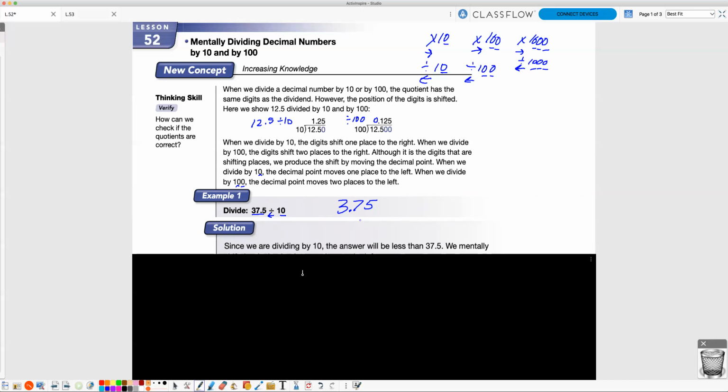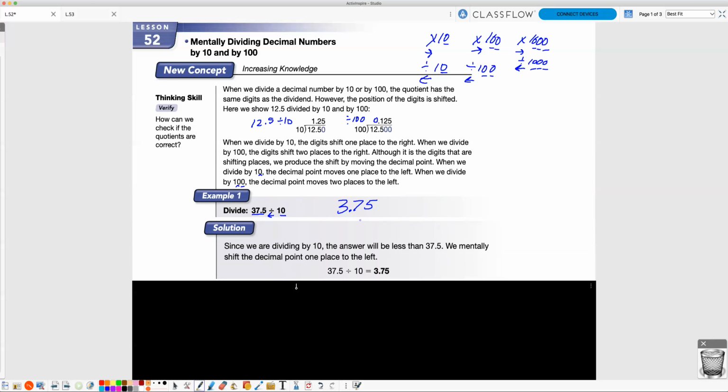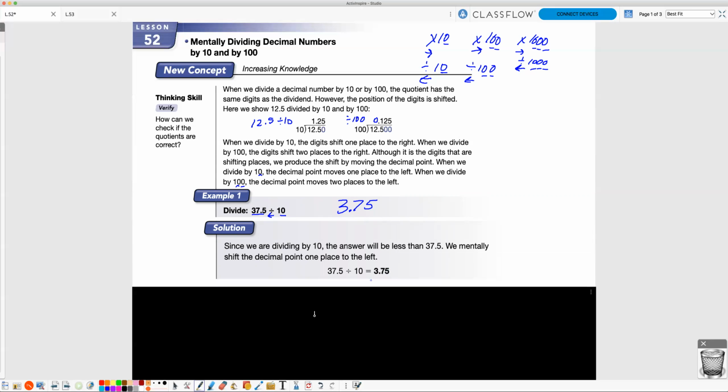Since we were dividing by 10, the answer will be less than 37 and 5/10. We mentally shift the decimal point one place to the left. So 37 and 5/10 divided by 10 is simply 3 and 75 hundredths.